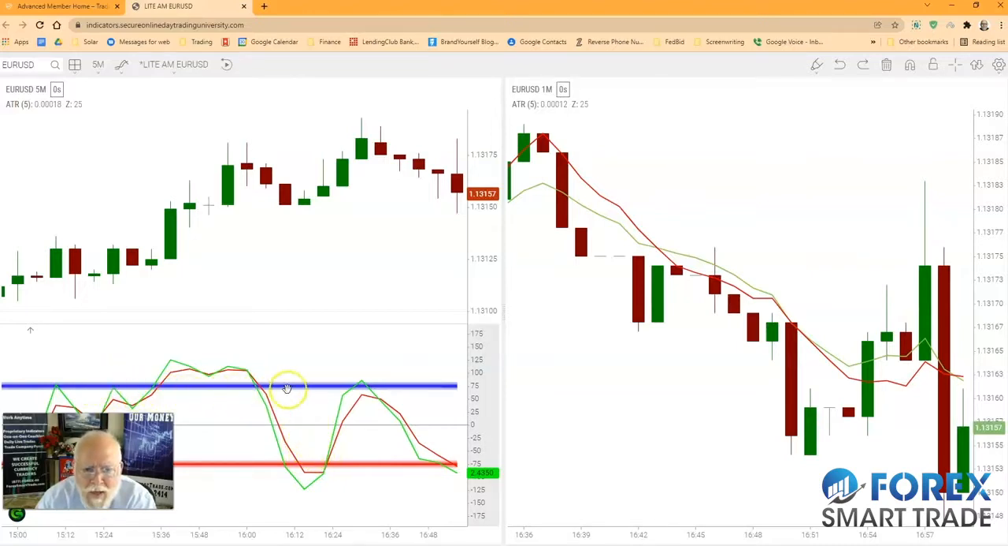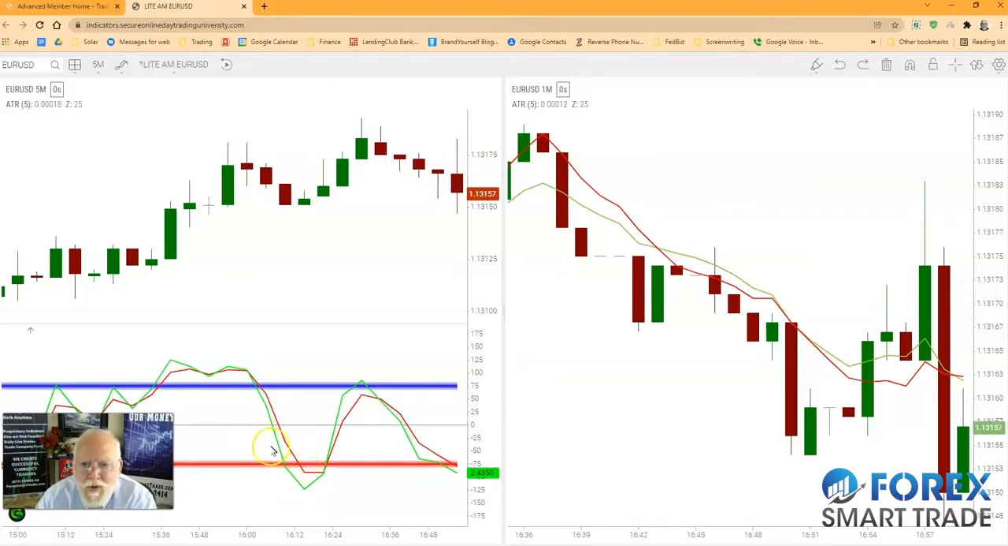This blue line is what we call the overbought line. So when these lines get up above the blue line and are pointed down, that is a sell signal. The market's overbought, time to sell. Likewise, when these lines get below the red line, the market is oversold, and when the lines are pointing up, that's a time to buy.